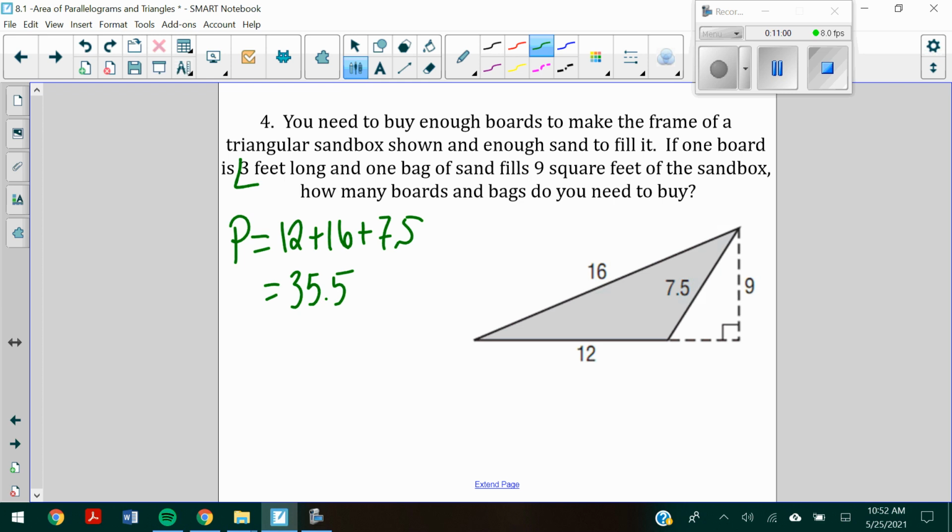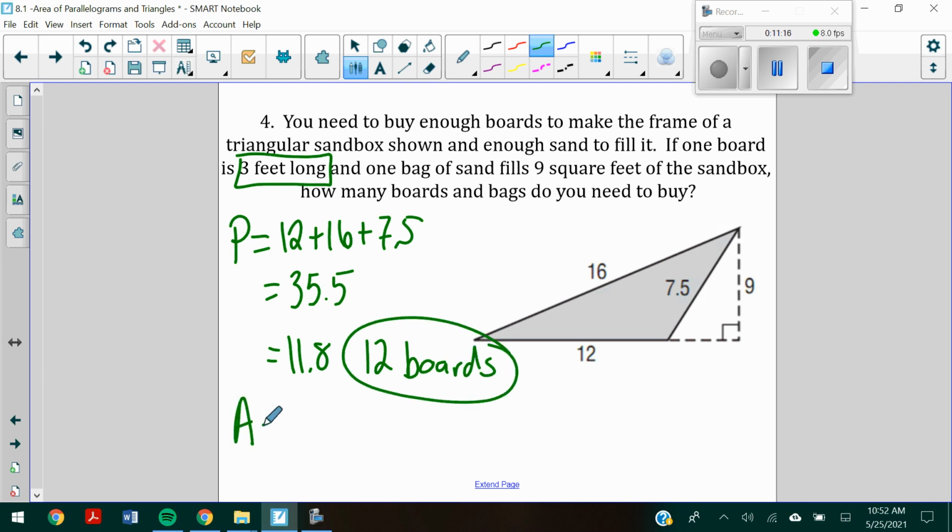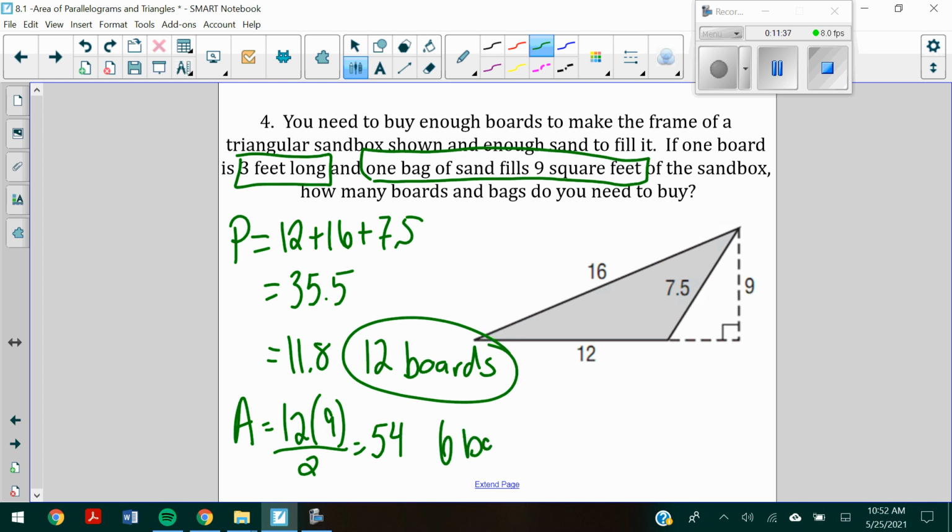But each board is 3 feet long. So we're going to divide that by 3 and get 11.8. So we need 12 boards because we're not just going to buy 0.83 repeating of a board. All right, so area, we're going to take base 12 times our height of 9 and divide by 2. So we should get 54 square feet. But one bag of sand fills 9 square feet. So we're going to go ahead and divide that by 9. So we should have 6 bags.